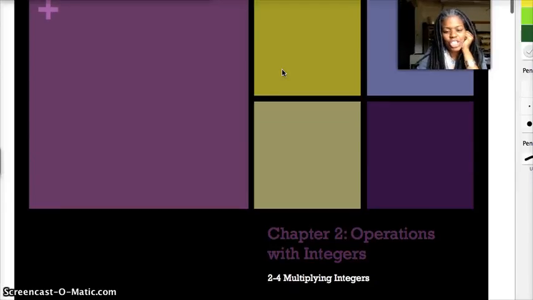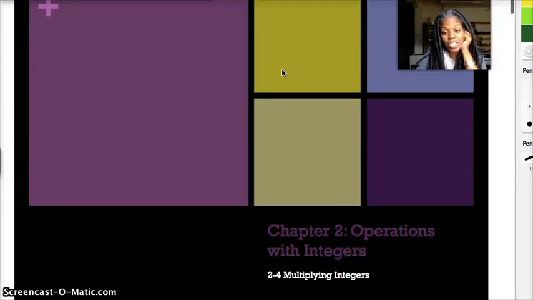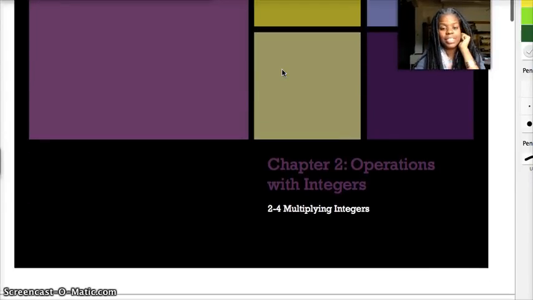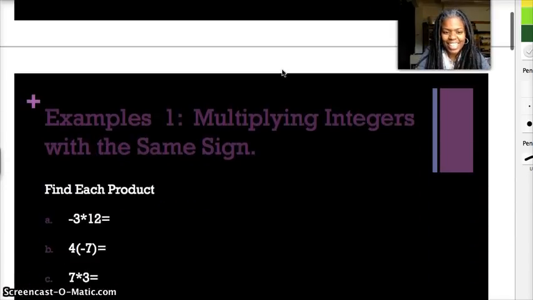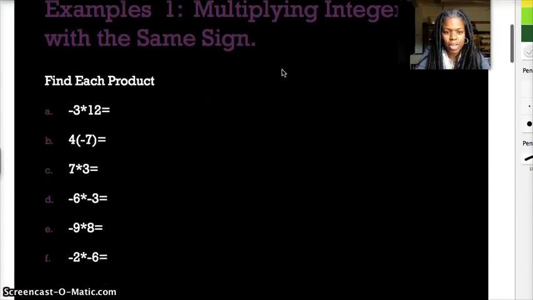Hey friends, we're in chapter 2. We're looking at operations with integers still, and we're in section 2.4, which is multiplying integers. All right, so let's take a look at just some straight up example problems.